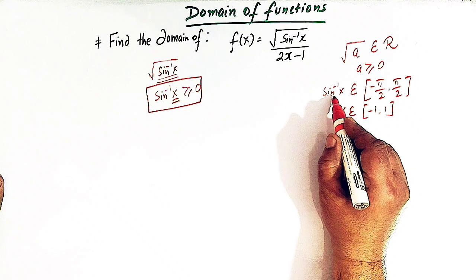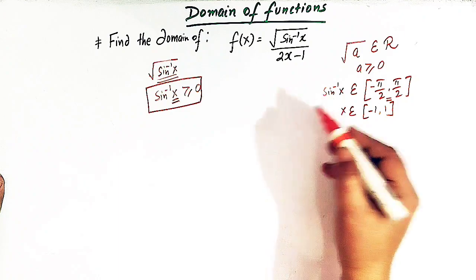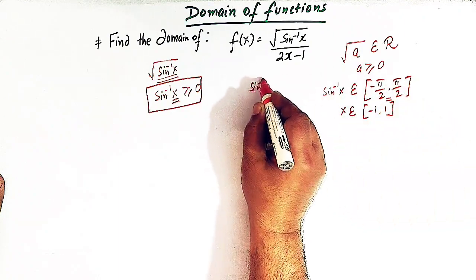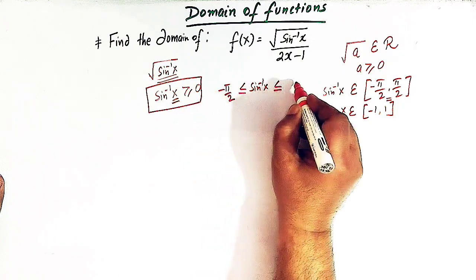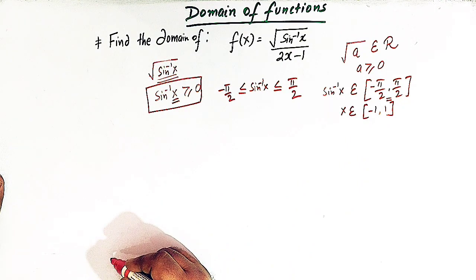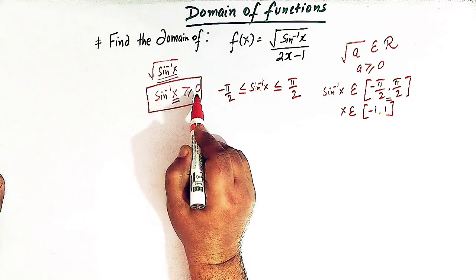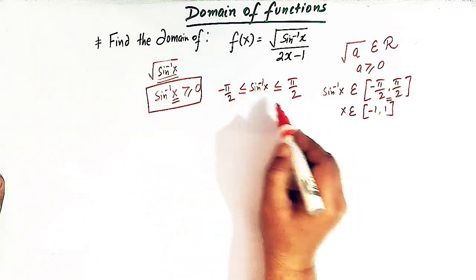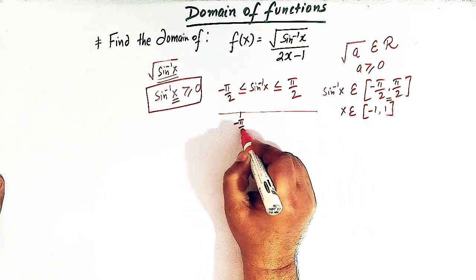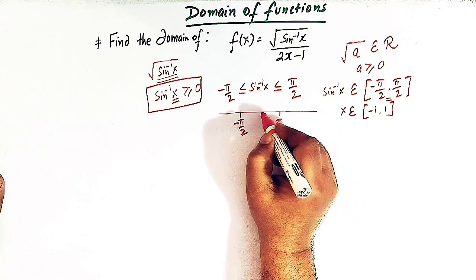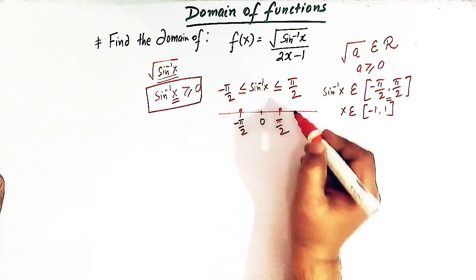So when sine inverse x belongs to this interval, we can generate an inequality, that is sine inverse x is greater than or equal to minus pi by 2, but it is less than pi by 2, right? Okay, now see here we have sine inverse x greater than or equal to 0. So what we will do, see sine inverse x belongs to this interval minus pi by 2 to pi by 2. Here we have 0, right? And we have also these 2 points.